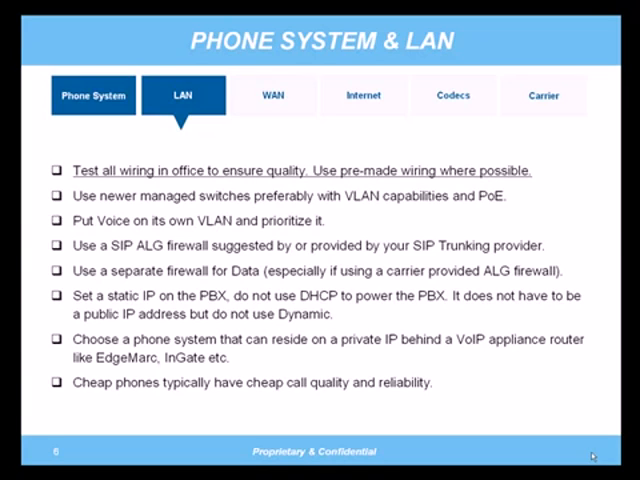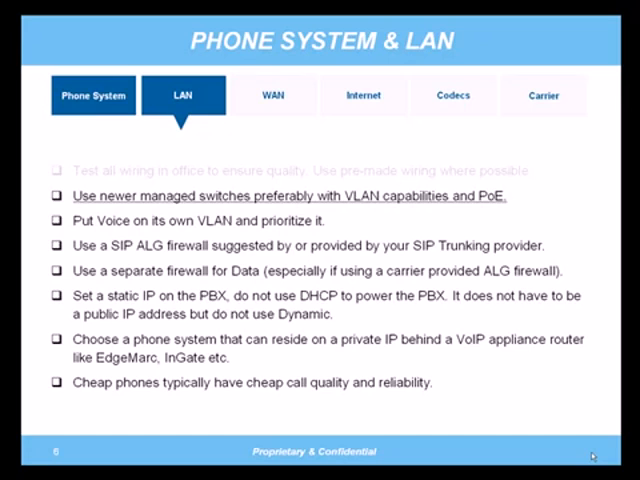First thing you need to do is test all wiring in the office to ensure quality. It's very simple to have somebody come in, plug in, and test the wiring and make sure it's all up to code, and that there are no hubs or anything on the network broadcasting. Also, if possible, use pre-made wires. It's not always possible on a long extension, but when you're doing short wire closet wiring, buy those wires. Take the human element out of it.